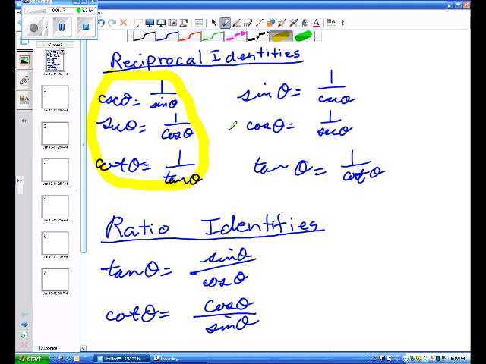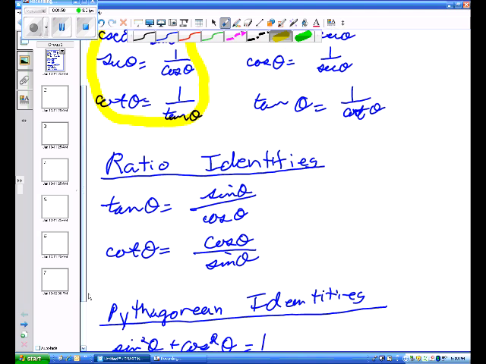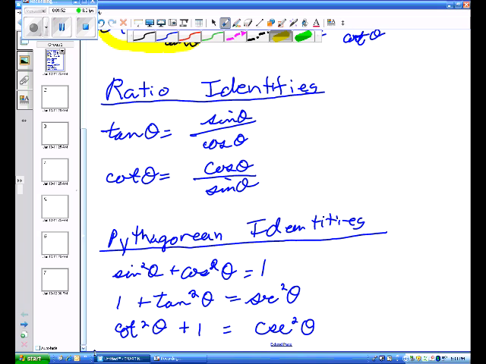We also have our ratio identities, and our ratio identities deal with tangent and cotangent. The tangent of theta is equal to the sine over cosine, and the cotangent is equal to the cosine over the sine. Again, if you know the tangent, then you should know the cotangent because they're reciprocals.